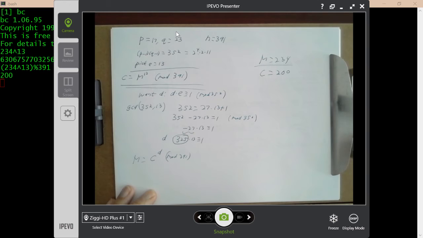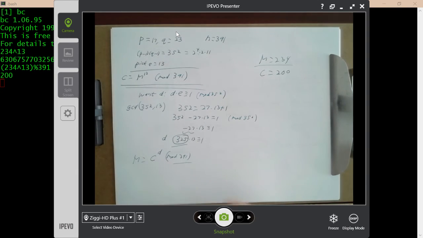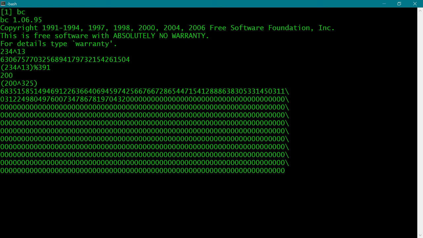To decrypt it, I should take 200, raise it to the 325th, mod 391. So if I take 200 raised to the 325th, that's that big long number. If I reduce that modulo 391, there's my original message, 234.